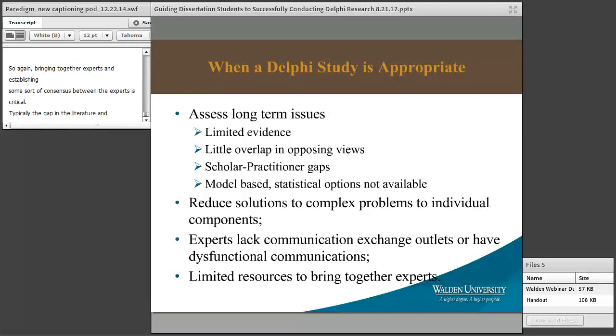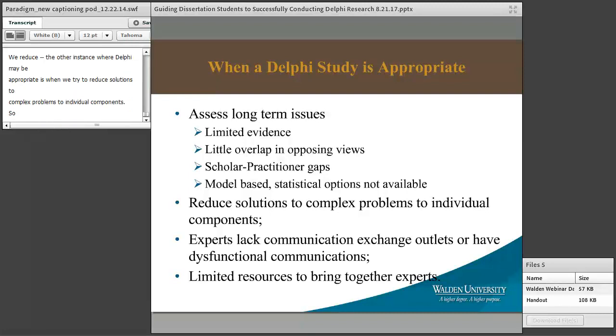Typically, the gap in the literature and the basis for doing the study will fall into one of these four gaps in the literature. Another instance where Delphi may be appropriate is when we try to reduce solutions to complex problems to individual components. So in the example that we looked at about engagement of doctoral students in online classrooms, it's a fairly complex problem. There are many different approaches. With our itemization, we are trying to come up with individual components for a solution.